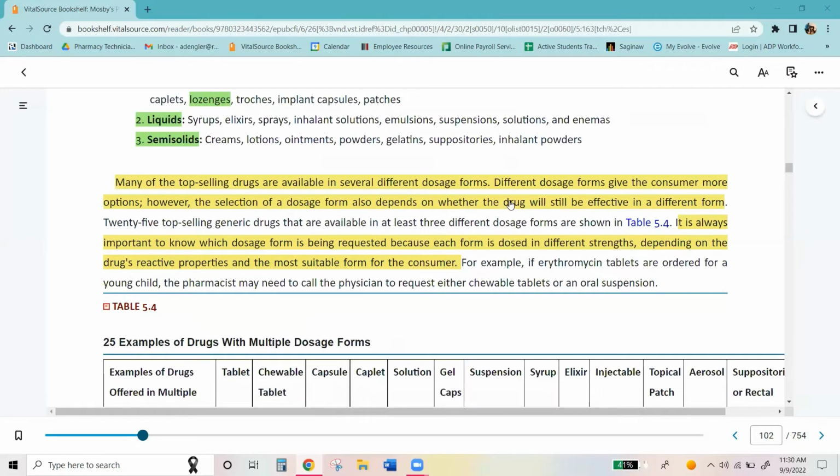Many of the top-selling drugs are available in several different dosage forms. Different dosage forms give the consumer more options. However, the selection of dosage form also depends on whether the drug will be effective in a different form. It is always important to know which dosage form is being requested because each form is dosed in different strengths, depending on the drug's reactive properties and the most suitable form for the consumer.